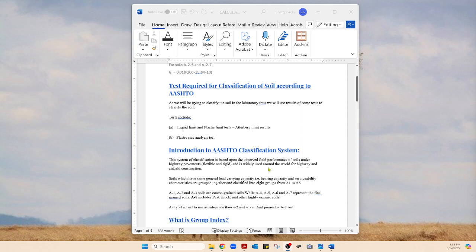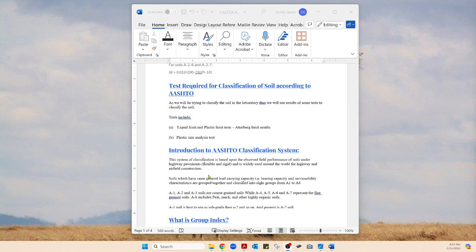So this goes on to talk about, based on observed field performance, et cetera, and here are the general classification of soils. Up in here are the soil types, A1 to A8. A8 would be way on the right of your chart, and that would be an organic matter that we wouldn't use. A1 would be your best soils. And it has some rules in here.